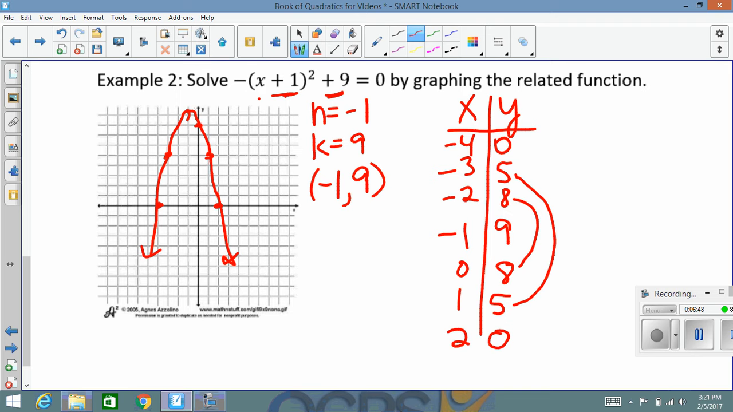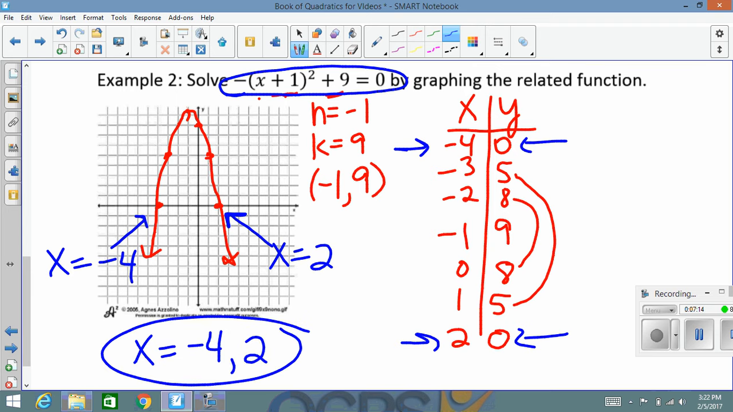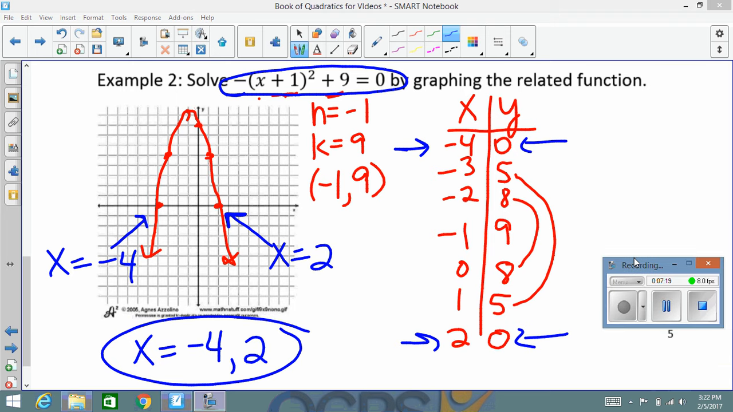And again, there are two important points there for solving the equation. We're not just graphing anymore, we're actually solving the equation. And I can take it from the table as well. x equals negative 4, and x equals 2. Those are my solutions. So negative 4 comma 2. And again, most of the time we will get 2 solutions for any quadratic equation.